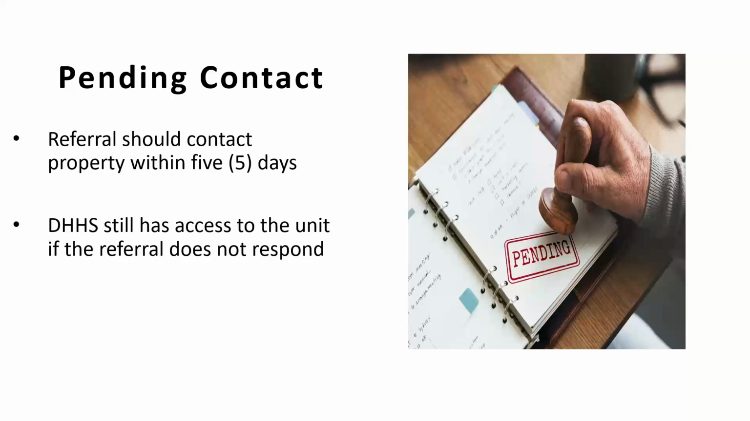Once DHHS provides the referral, the referral is expected to contact the property within 5 days, either to schedule an appointment, to show up, to look at the unit and make an application. Within 5 days, they should reach out to the property. Again, just because the referral does not contact the property within 5 days, DHHS still has access to the unit.